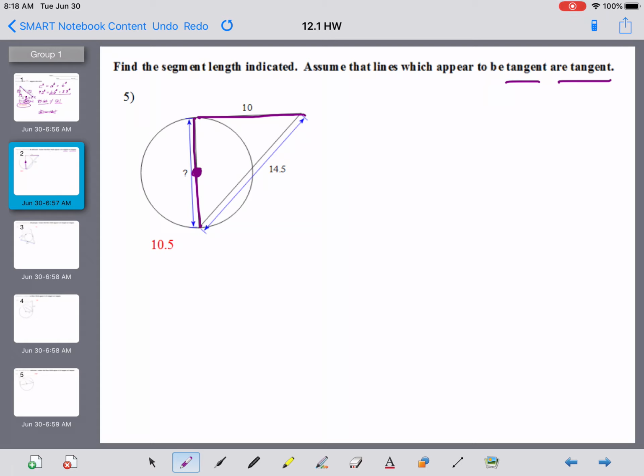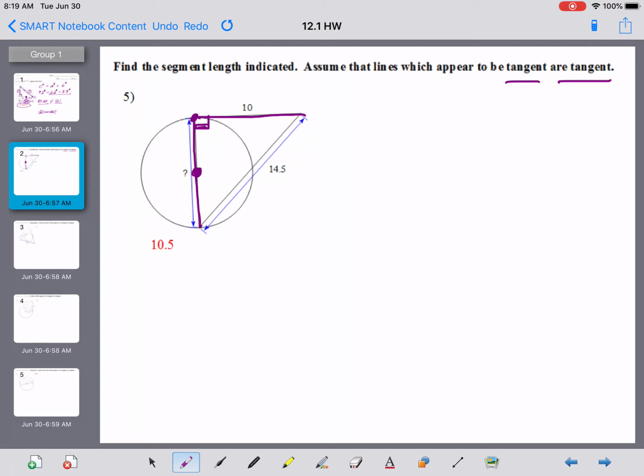So if we know that we have a tangent, we know that this angle right here must be a right angle. So the big idea to take across from this theorem, guys, at the beginning of chapter 12, is that a tangent line is always perpendicular to the radius drawn to that point of tangency right there.